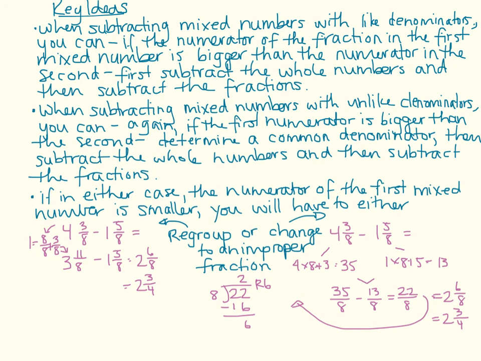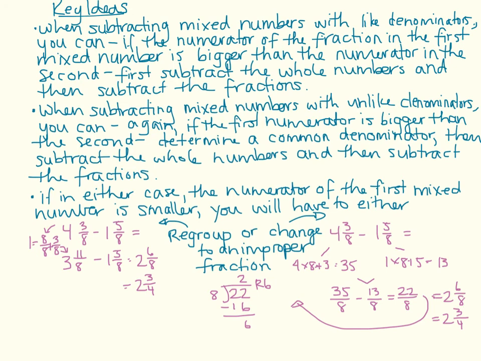Or you can change the whole thing to an improper fraction and then change it back into a mixed number afterwards. So 4, you've got your whole number times your denominator, 4 times 8, which equals 32, plus your numerator, which is 3. So we've got 35 over 8 as the equivalent for 4 3/8. And then 1 times 8 equals 8, plus 5 equals 13. So we have 13 over 8 as our second fraction.